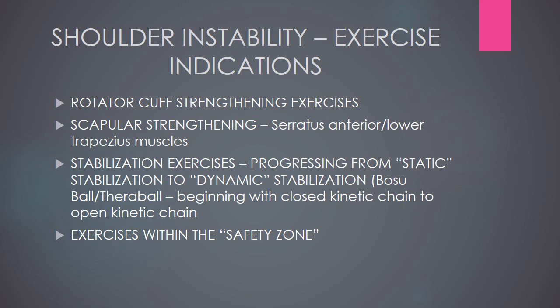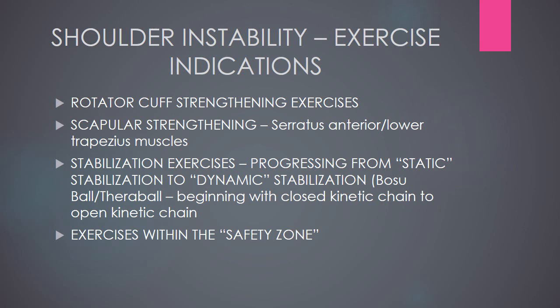stabilize the glenohumeral joint. Scapular strengthening exercises, such as exercises for the serratus anterior and the lower trapezius muscles, will provide a stable scapula against which the glenohumeral joint can articulate. With stabilization exercise, we want to progress from static stabilization to dynamic stabilization exercises.